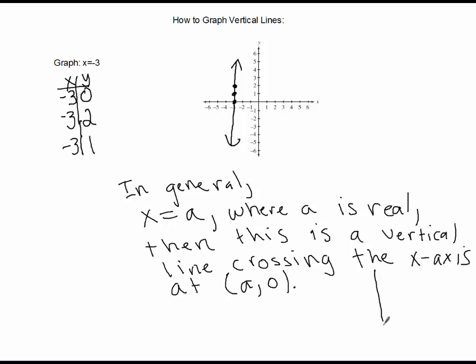So the graph would look like something like this. So my y, my x, and say a was here, and that would be my vertical line crossing the x-axis at a. And so again, table-wise, all the x's are the same, and on the graph, what you can see is that you have a vertical line passing through that value.